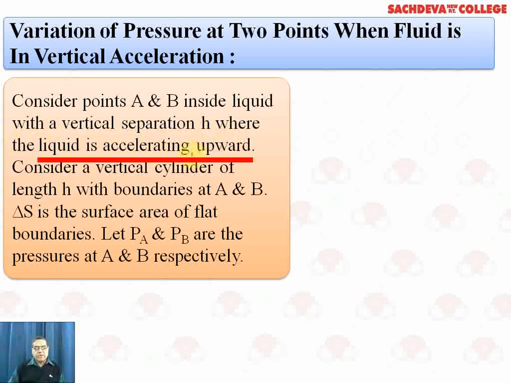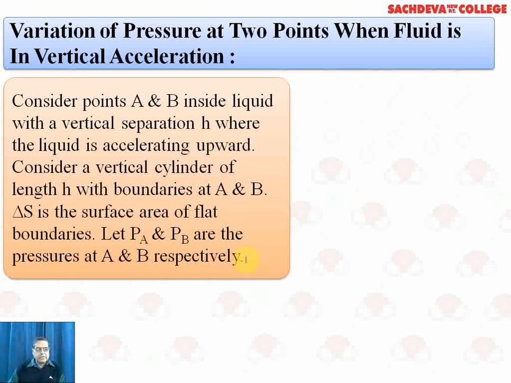Where the liquid is accelerating upward, that is from bottom to top, consider a vertical cylinder of length H with boundaries A and B. Delta S is the surface area around the boundaries A and B. PA and PB are the pressures at A and B. Whenever we speak of pressure, it is force over area, or force is pressure into area. We will generally take into consideration the force in terms of the product of pressure and area.